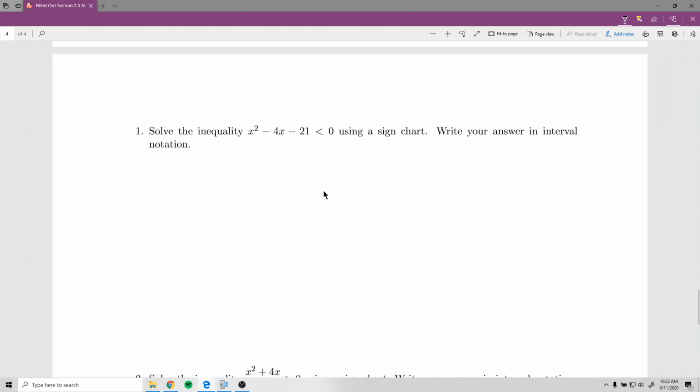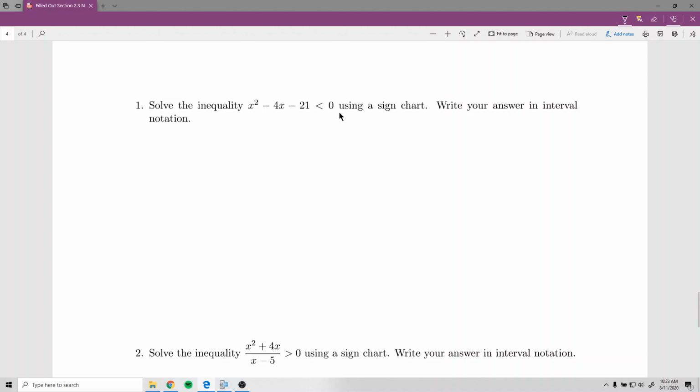All right, so we want to solve the inequality x squared minus 4x minus 21 is less than 0 using a sign chart. That's what it will be called. Write your answer in interval notation. All right, so one thing that's very important when you do all these inequalities is make sure you have 0 on one side. Right, so if this was like 5 over here, we would subtract the 5 over to make sure we have 0.